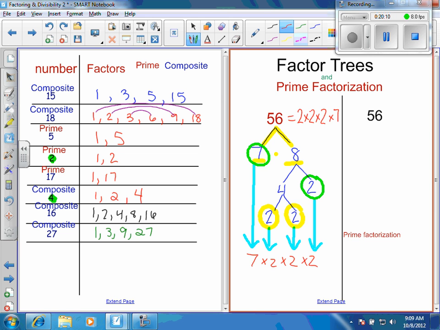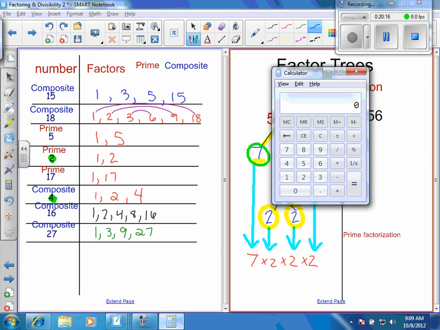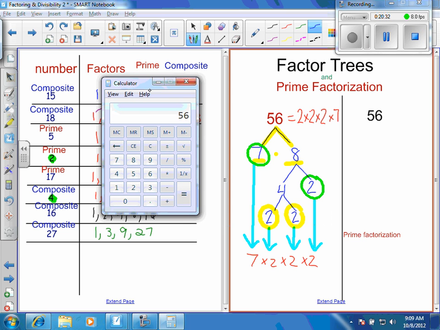Okay? Check it with the calculator. We do a quick check with the calculator. When I do 2 times 2 times 2 times 7, what number should I get? 56. Okay, so when I multiply my answer back, I should get what I started with.